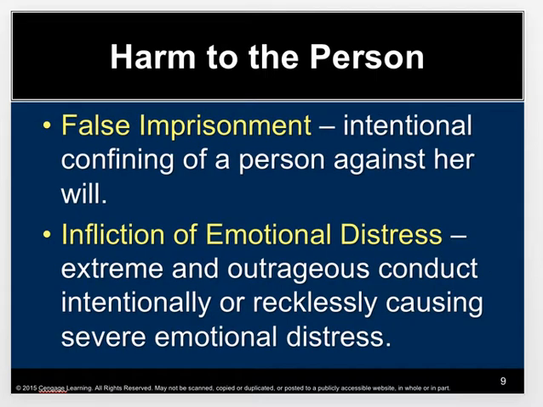False imprisonment and infliction of emotional distress are two more intentional torts. False imprisonment is the intentional confining of a person against her will. So, for example, if I lock you up in my room and I don't let you out, or lock you in a shed, or whatever the case may be, that's false imprisonment.